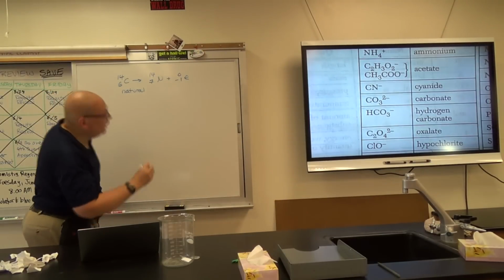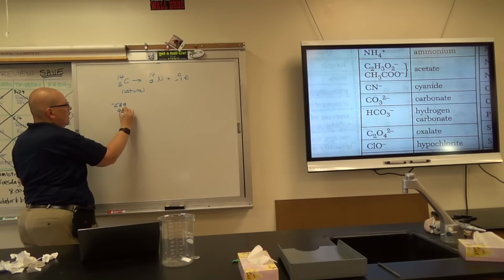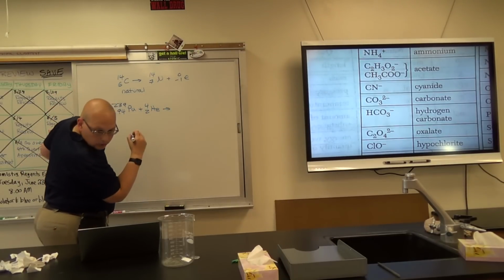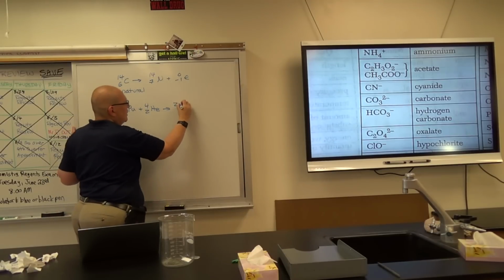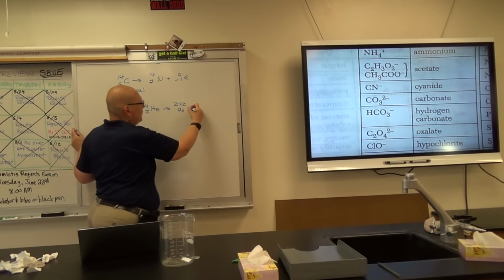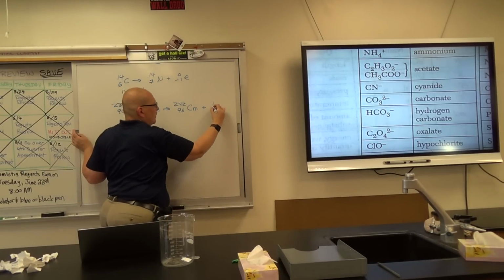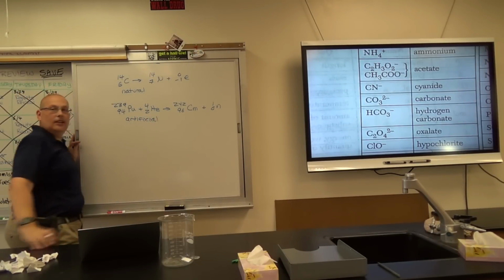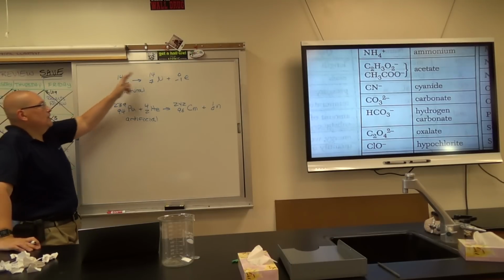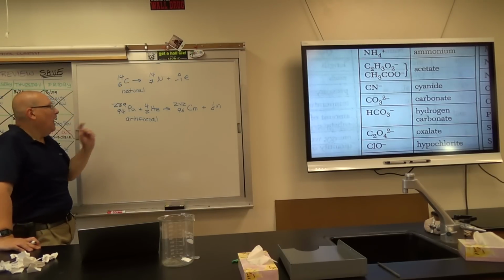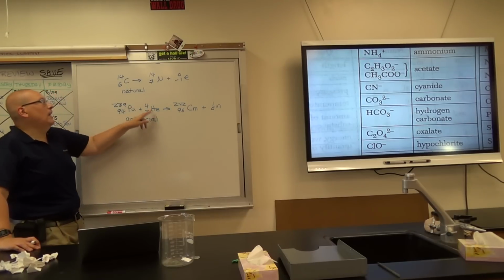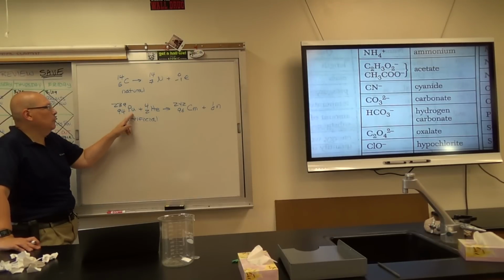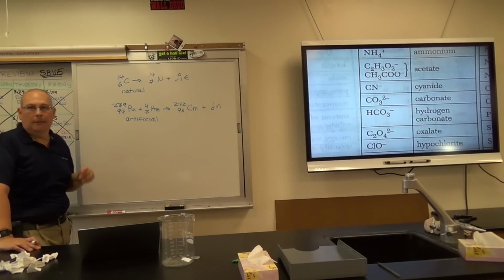Artificial transmutation: 239/94 Pu plus 4/2 He forms 242/96 Cm, that's curium, plus a neutron. This is artificial transmutation. And the way we can tell it's artificial is, in natural, carbon turns into nitrogen all by itself. We don't have to hit it with anything. In artificial, plutonium turns into curium, but only if we whack it with an alpha particle. So that's the difference between natural and artificial. In artificial, you have to hit your particle with another particle in order to turn it into a different element.